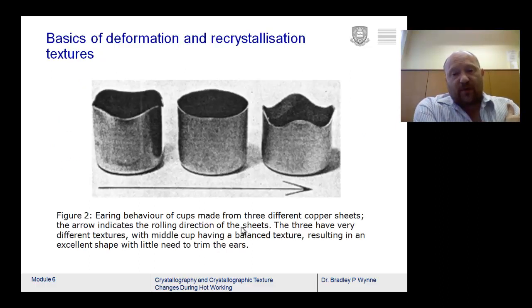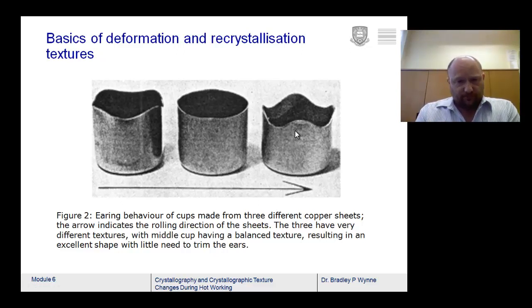Here's a good example of the impact of texture. Okay, in the middle, we have a cup that has been formed in copper that's produced effectively a no-eared surface, perfectly isotropic milling. Whereas on the left and the right-hand side, we've got scenarios where the texture has produced very heavy, large ears. Now that's quite important because that means we're going to have to cut some of that off, because of course we can't have ears. That means we're wasting some material and we haven't got as big a cup as we possibly can.